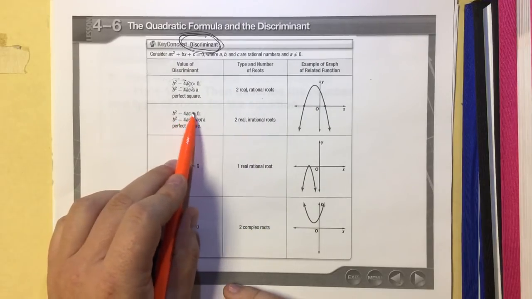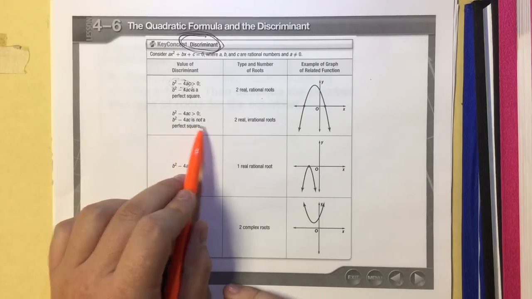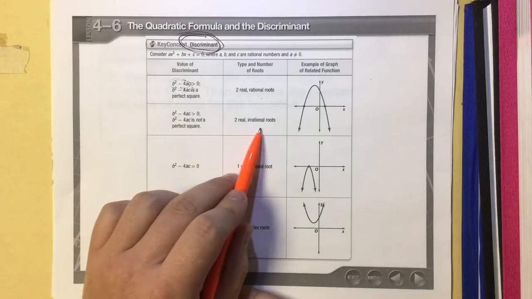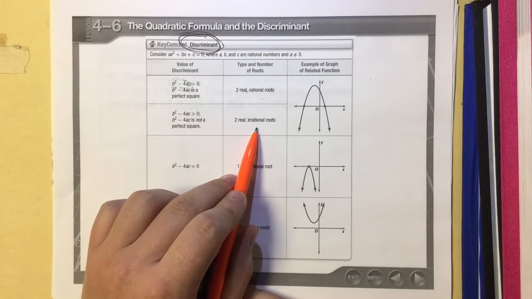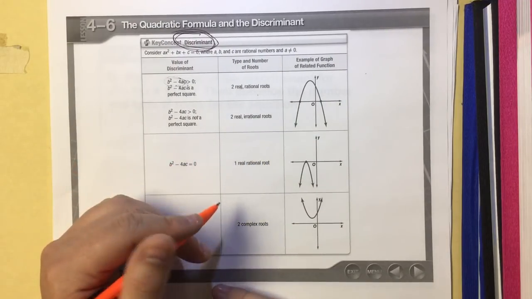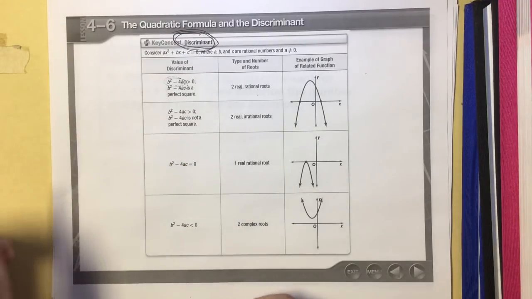This one here is still saying that the discriminant is greater than 0. Okay, it's a positive number. You're still going to get 2 real answers. This is just saying if it's not a perfect square, they're going to be those irrationals like 2 plus or minus the square root of 5 over something. If it was 4, you'd just take the square root.